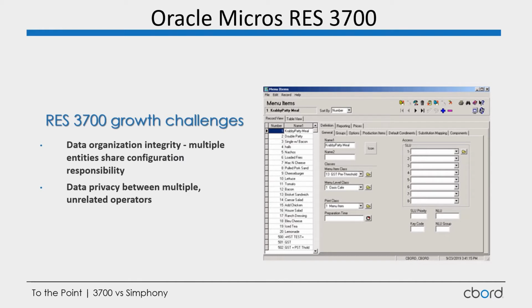So there's no privacy of data between the different concepts, which also leaves the integrity of the data. You know, one site adds a cheeseburger, another site adds a cheeseburger, a third one does. Now I have 3 cheeseburgers in the system. It becomes very messy pretty quickly if there isn't proper management in place with the 3700 application.